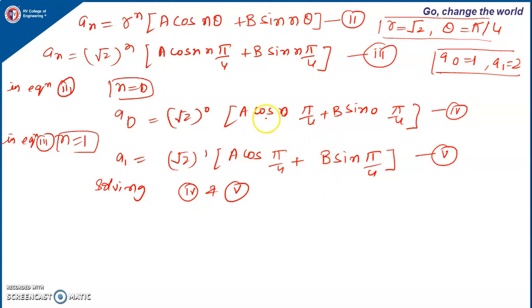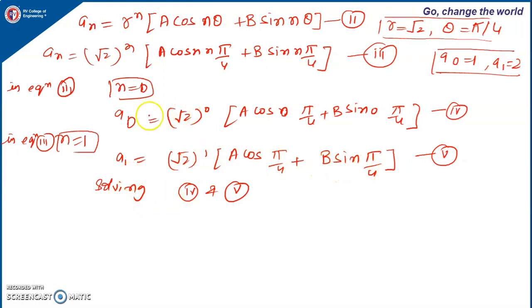Here we should know the value of cos 0 and sin 0. Sin 0 is 0, so that whole thing will become 0, and the square root of 2 power 0 is again 1 only, and a0 is 1, so we get the value of a as 1. And then from the second equation, this will be the square root of 2 power 1 times (a cos pi by 4 plus b sin pi by 4). So we'll get 2 is equal to a plus b.